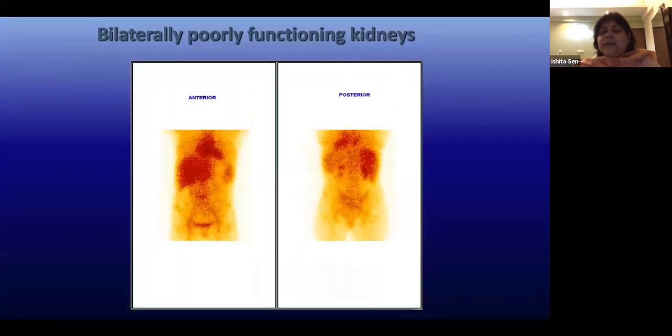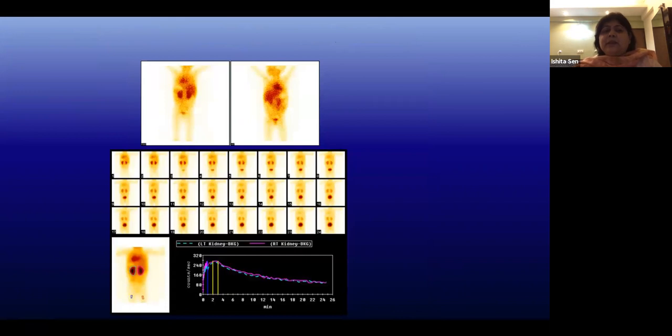The same thing, bilateral poor functioning kidneys. If the kidneys are not functioning, the tubular proteins will not show binding, and you will see the tracer all over the place. You will see it in the liver, in the heart, in the blood pool activity, but you would not see it in the kidneys. Here, this patient has two small shrunken kidneys, and because the patient's renal function is poor, there is barely any uptake in the renal cortex. Okay, this is a DTPA.